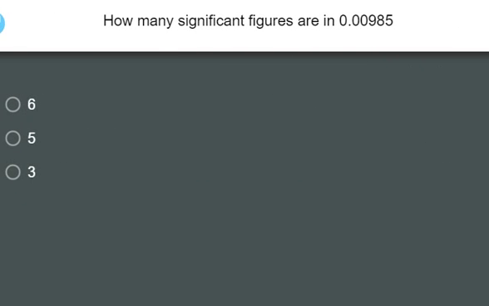Then our next question, how many significant figures are in 0.00985? All of these zeros are in the beginning of the number. It doesn't matter if there's a decimal, no decimal, whatever it is, they're in the beginning of a number, so they are not significant. So the correct answer here would be 3.